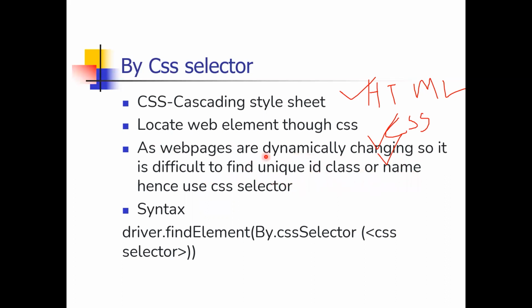If you have a unique ID, then well and good. It is a very fast method. If you have a unique class name, unique name, or unique tag name, then it is easy to find. But if these are changing dynamically, then we have to use CSS selector. What is the syntax for CSS selector? Simple: driver.findElement(By.cssSelector(value of the selector)).